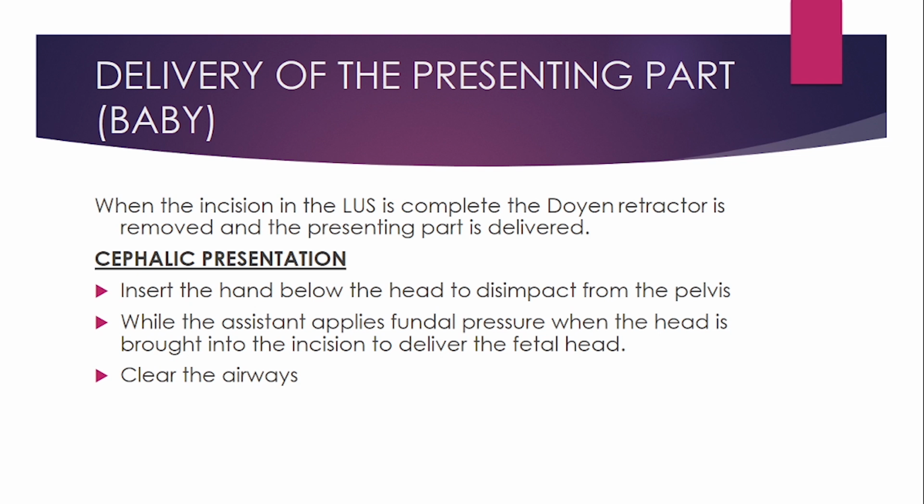So now, we've talked about incision on the skin. We've talked about incision on the uterus. Now, let's discuss delivery of the presenting part of the baby. So, when the incision in the lower uterine segment is complete, then we can insert our Doyen retractor.